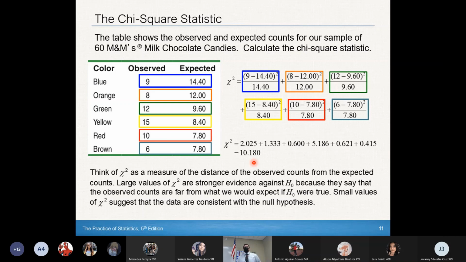All right. Think of chi-squared as a measure of the distance of the observed counts from the expected counts. Large values of chi-square are stronger evidence against the null hypothesis because they say that the observed counts are far from what we would expect if the null hypothesis were true. Smaller values of chi-square suggest that the data are consistent with the null hypothesis. Similarly to how a large standard deviation means that our distribution is very spread out, a large chi-square means that there's too much difference between these things. So we have evidence against the null hypothesis. But we're not done. We can't make a conclusion yet.